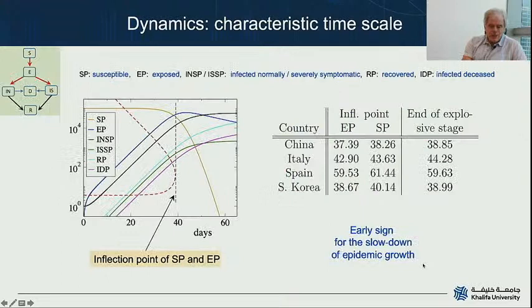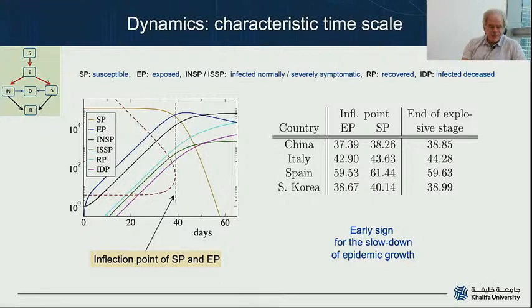Here you see in this table the inflection point of the exposed population, the inflection point of the susceptible population, and here on the right you see the time at which the growth or explosive time scales disappear. And you see that all these happen at about the same time. Now, of course, there is a mathematical explanation for this, but it's good also to show this result in numbers. This is very important because the inflection point of the exposed population is a good early sign for the slowdown of the epidemic. That is, when this is recorded, then we know that the explosive growth of the epidemic is about to reach its peak.